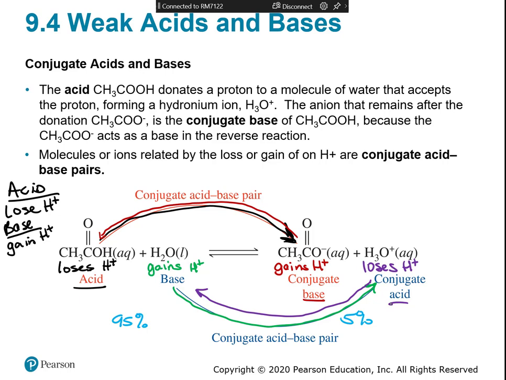So acids and bases are always defined on the reactant side. Conjugate acid and base are always defined on the product side. That's one thing to remember. Acid and base is on the reactant side. Conjugate acid and base is on the product side. But the other thing you can remember is that the acid always becomes the what? And it's not just the base. The acid always forms the conjugate base on the opposite side, on the product side. And the base on the reactant side always forms the conjugate acid.